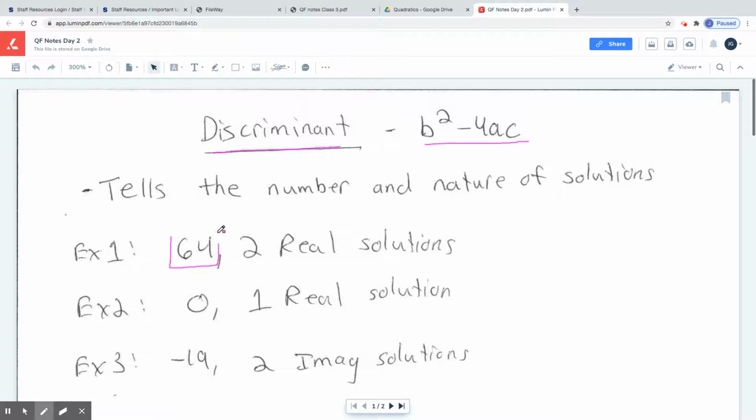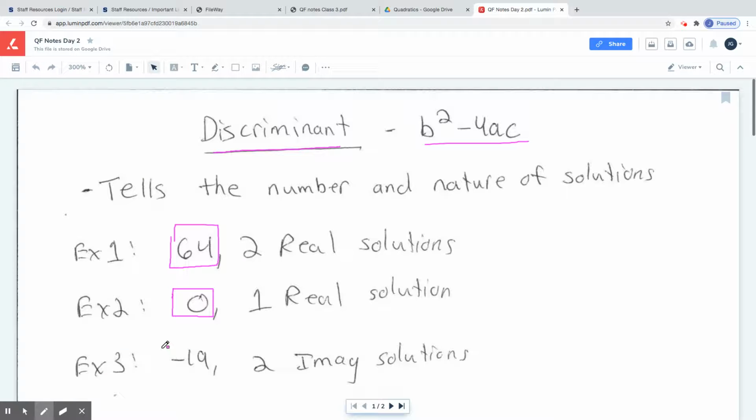From the examples that we did in class yesterday, the first example, we ended up with 64 underneath the square root. So 64 is our discriminant, and we ended up with two real solutions. I forget which ones, but there were two solutions and they were real numbers, not imaginary. The second example, we got 144 minus 144, which is 0. So 0 is our discriminant, and we got one solution. There's only one because 0 is in the square root, so there's only one real solution.